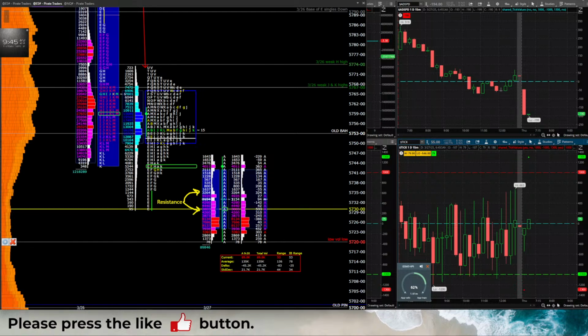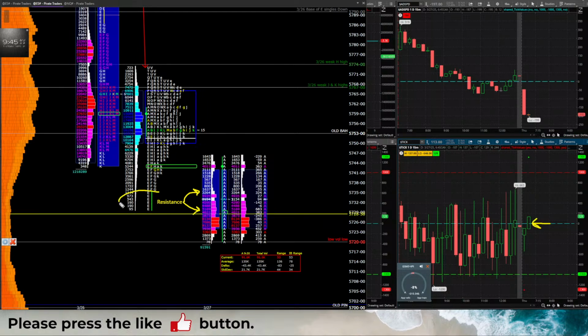Personally. Okay, so the buyers are trying to defend here. We got that gap fill. Obviously, sellers took profits, right? Buyers stepped in. Where are those ticks now? They're back to the zero line. This is where we consider the buyers and sellers to be equal, okay?